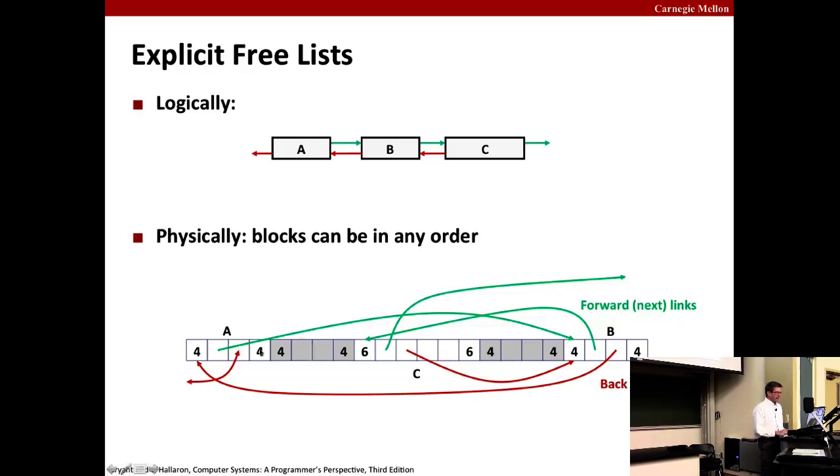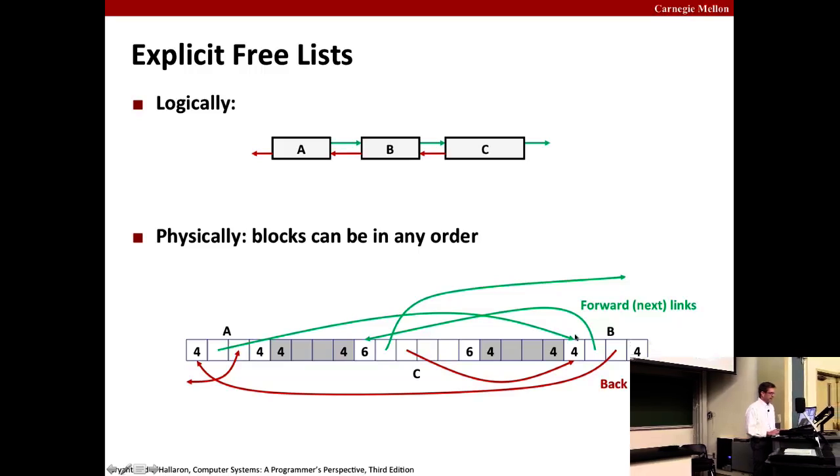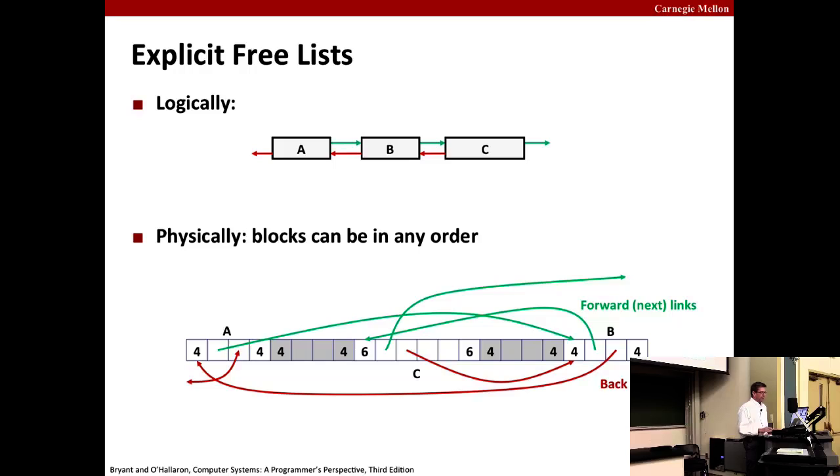These things can be anywhere in memory, right? And so, here we have a block of size 6, and it has a forward pointer that points to some other link, and it has a backwards pointer that points to this block, which happens to have a greater memory address than it. So unless you go to great pains to maintain this sort of address-ordered structure, these blocks can be scattered anywhere in memory.